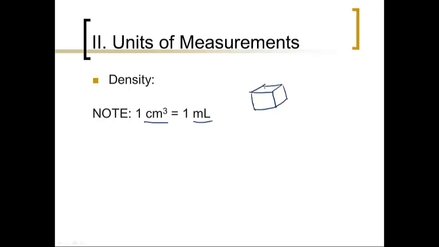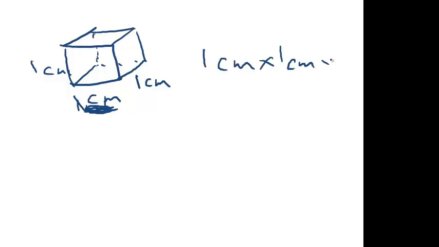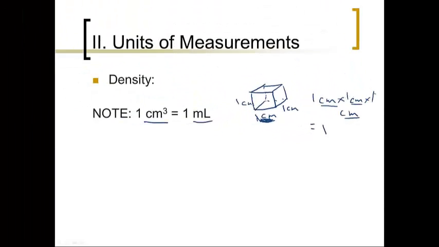and fill it up, and the cube had dimensions of, whoops, not 1 ml, 1 centimeter, 1 centimeter, and 1 centimeter. The volume is 1 times 1 times 1, and that's 1 centimeter times 1 centimeter times 1 centimeter. When you multiply numbers, that's pretty simple. You also multiply the units together. So 1 times 1 times 1 gives you 1. Centimeter times centimeter times centimeter gives you centimeter cubed. That's where those units come from.